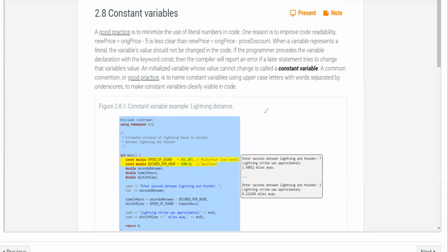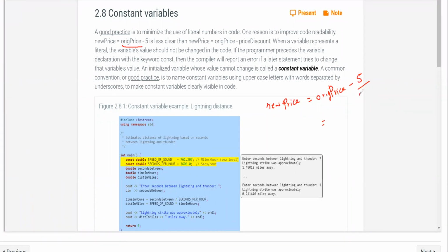Like for example, the things we're talking about here. So this is a new price. They're giving an example where new price is a variable, right? There's no space here. It is equal to original price minus 5. Okay. Instead of saying -5 here, it's better you just say something like a discount, right?